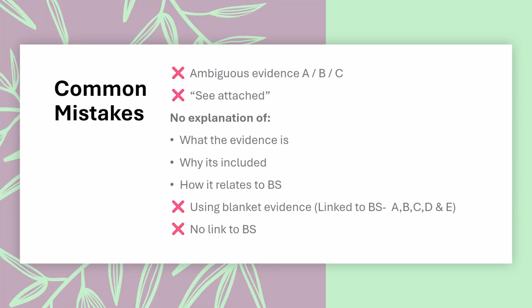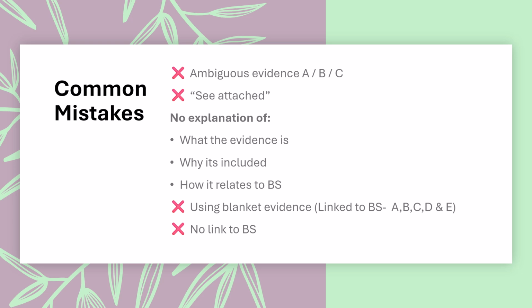Common mistakes that I've observed while working with interns. Some interns will include ambiguous evidence. It will be titled A, B, C without any explanation as to what the evidence shows, what the story is about. There's no title, there's nothing, just ambiguous titles. That's not good enough. Some interns would write "see attached" or attach pieces of evidence, just papers, and then write "see attached", thinking that they've provided enough evidence. That's not okay. I've seen that some would not include an explanation of what the evidence is, what it includes, and how it relates to the behavioral statements.